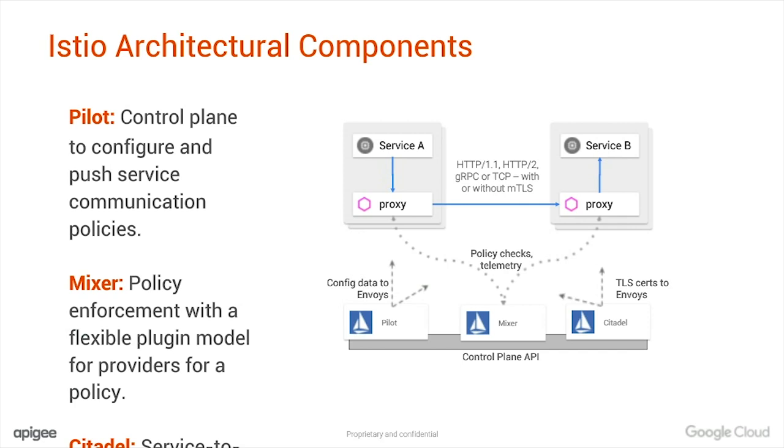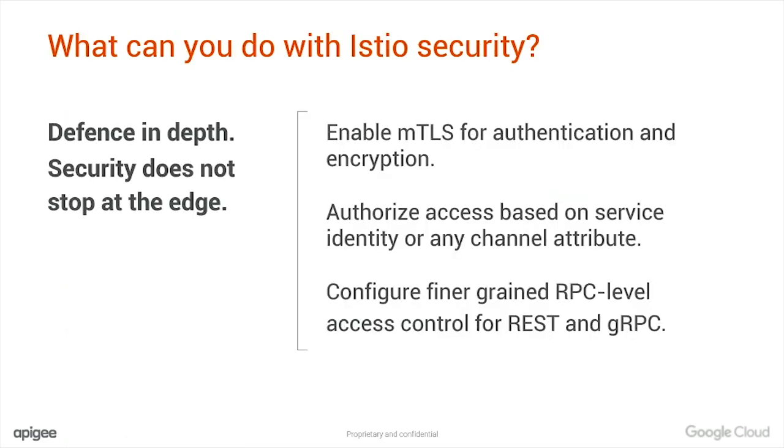Let's start with security first. Right? So we've established a basic premise that there is a sidecar in front of all your microservices, and that sidecar has some delegated responsibilities. Let's start with security. How does security happen with Istio? The three important security points that Istio provides. The first is enabling mutual TLS, that is authentication and encryption between your services.